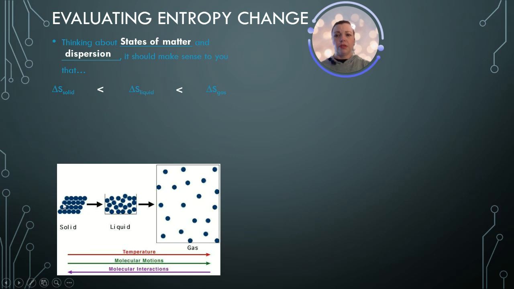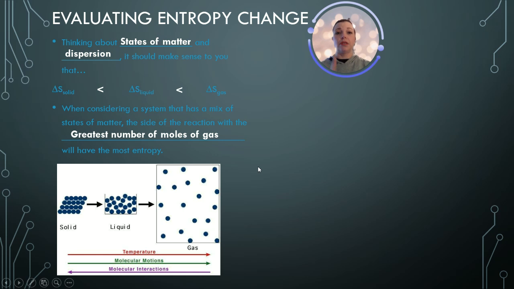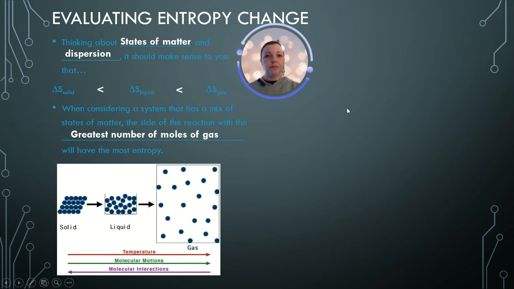So if we look at it here, a solid is pretty tightly packed. A liquid spreads out a little bit more, but a gas is way more dispersed than both of those things. And so your motion increases, your molecular interactions decrease, meaning that they can disperse more as well. So when you're considering a system that has a mix of states of matter, the side of the reaction with the greatest number of moles of gas will have the most entropy, period, done. So that's what you want to look for first, is moles of gas.